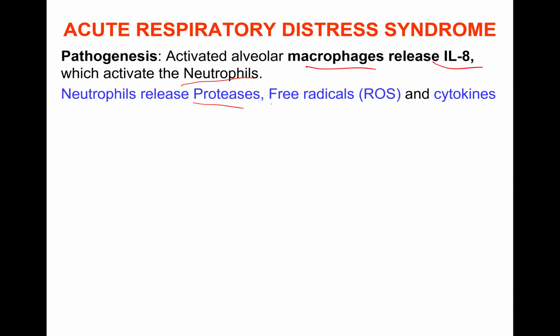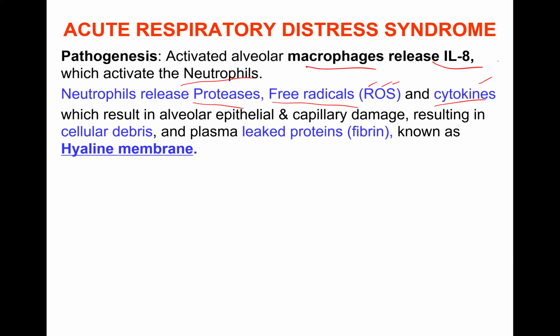Neutrophils release proteases, free radicals, reactive oxygen species, and cytokines. Cytokines further recruit more inflammatory cells, neutrophils for example, which result in alveolar epithelial cell damage and capillary damage. So alveolar epithelial cells, both type 1 and type 2, are damaged. Type 1 damaged, gas exchange is lost. Type 2 damaged, surfactant is not produced. Surfactant keeps the lungs expanded and decreases the surface tension. Now, since surfactant is not produced, the alveoli will collapse, right?